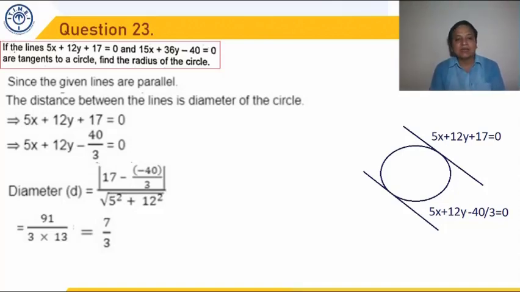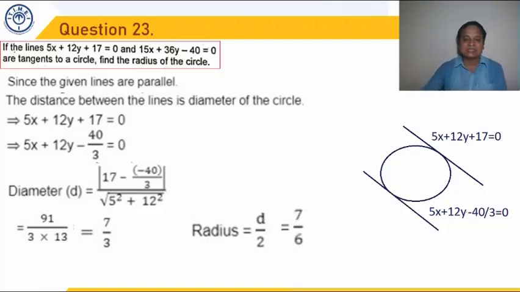Now diameter is 7 by 3 units, but we have to find the radius. Many times in examinations the first option is 7 by 3, but the question is asking for radius. So radius is half the diameter, that is half of 7 by 3 is 7 by 6 units. So the radius of the circle is 7 by 6 units. Find the distance between two parallel tangents, that should be equal to the diameter, and half of the diameter is the radius.